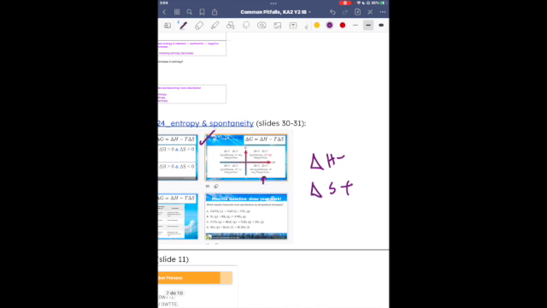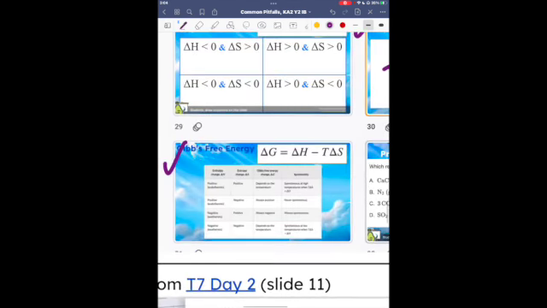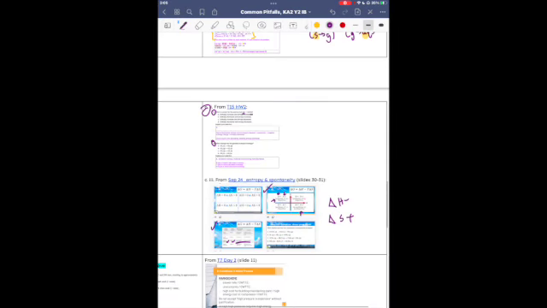I like picturing it like this. So I'm looking at delta H is, let's see, delta H is negative, that's this one, and delta S is positive, so spontaneous at any temperature. You could have also reasoned it out this way: if I have exothermic, positive increase in energy, that would be, again, always spontaneous.